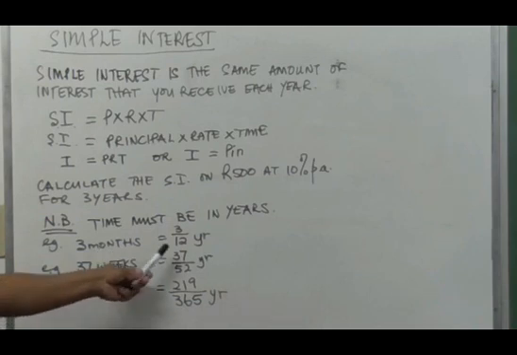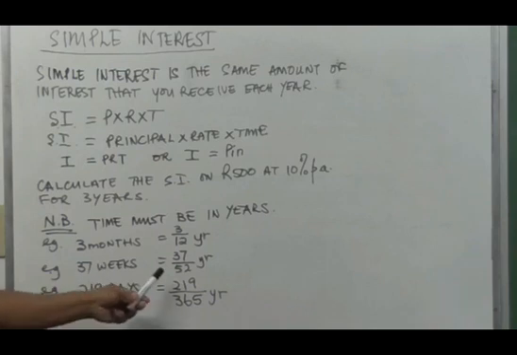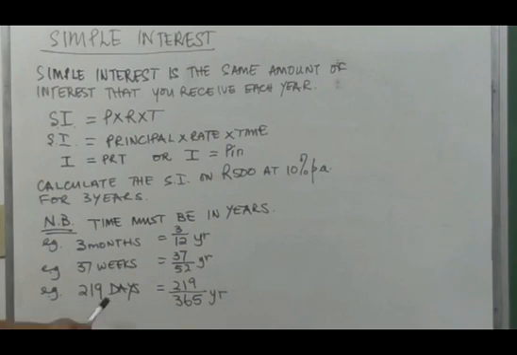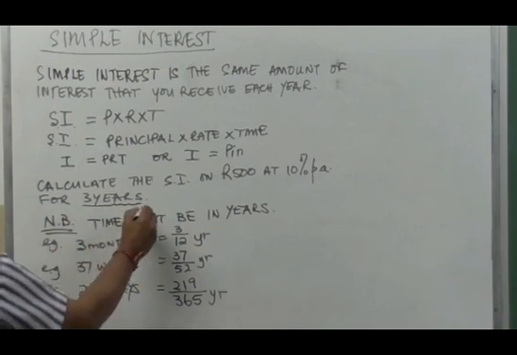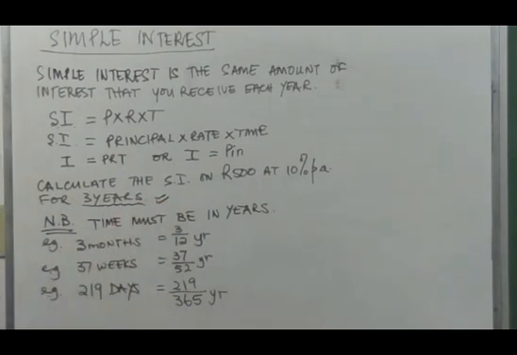If you got months, you divide by 12 because there's 12 months in a year. If you got weeks, you divide by 52 because there are 52 weeks in a year. If you got days, you divide by 365 because there's 365 days in a year. We don't worry about the quarter. We just divide by 365. All right. So that's a very, very important point. So we go back to our question, and in our question, time is 3 years, so that's not a problem at all. Time is in years, and we can do this problem now.